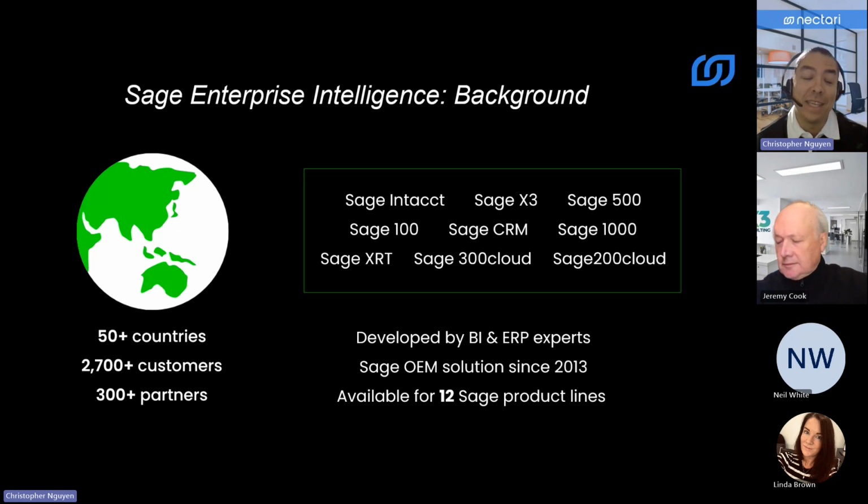After 10 years in the ERP industry, Nectari Business Intelligence was launched in 2002 in response to customers' demand for a superior BI solution. Fast forward to today, we now have over 3,100 customers in over 60 countries, and we are doing business with 300 plus amazing partners. We're integrated with 12 Sage product lines, including Sage X3 and Sage Intact as well. We're also very proud to be one of the very few official Sage OEM solutions. We've been white label since 2013.